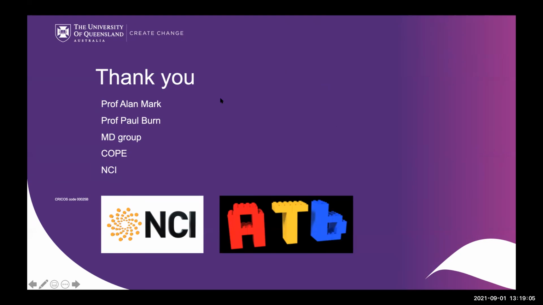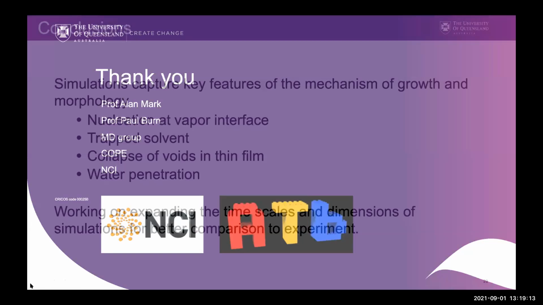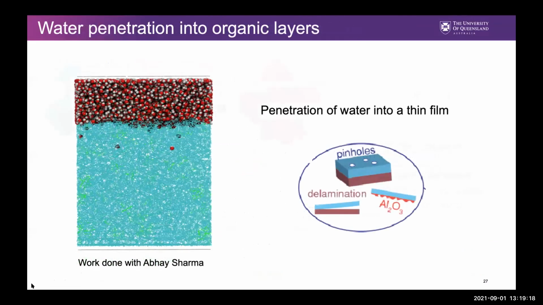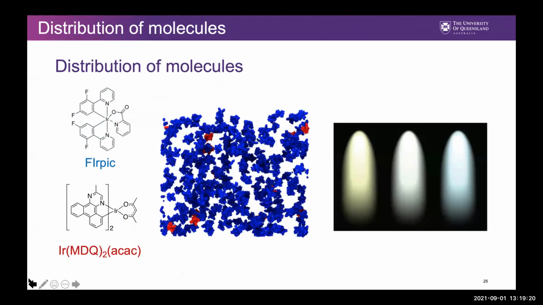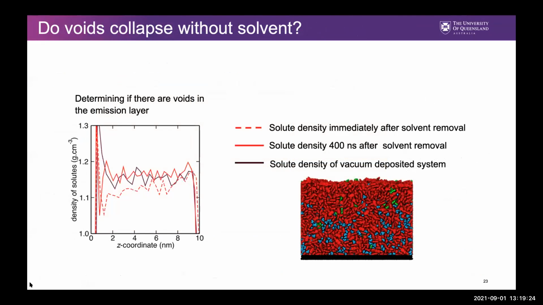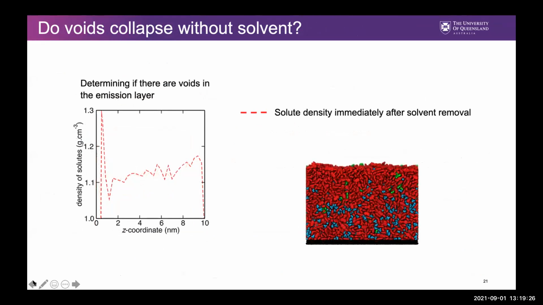So the evaporation rates that you've looked at are, I guess, much faster than experimental evaporation rates. Have you tried simulations where you do different evaporation rates to see how the quantities that you measure vary with the evaporation rate?